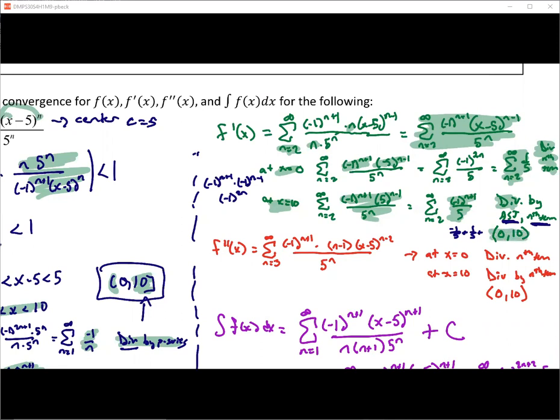For our second derivative, once again, we bring our exponent out in front and subtract one from the exponent. I just jumped to the answer, because when we take the limit as n approaches infinity, we're always going to have the numerator greater than the denominator. Because of that, we always have divergence by the nth term test. So our interval is from 0 to 10.